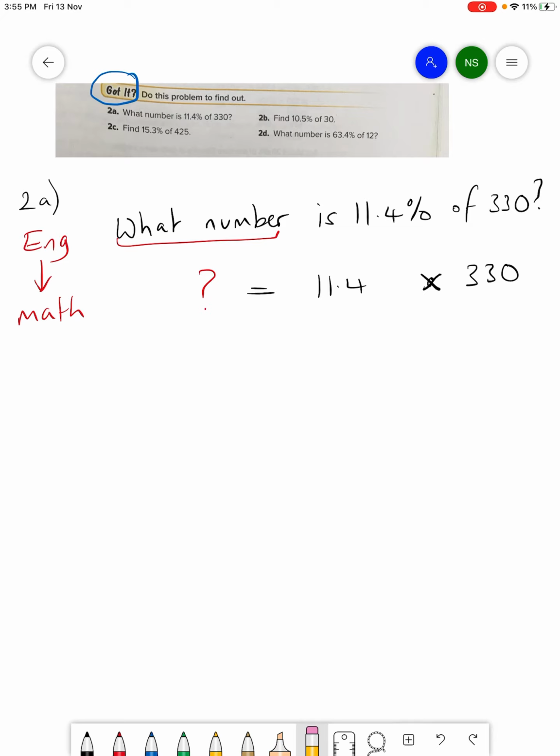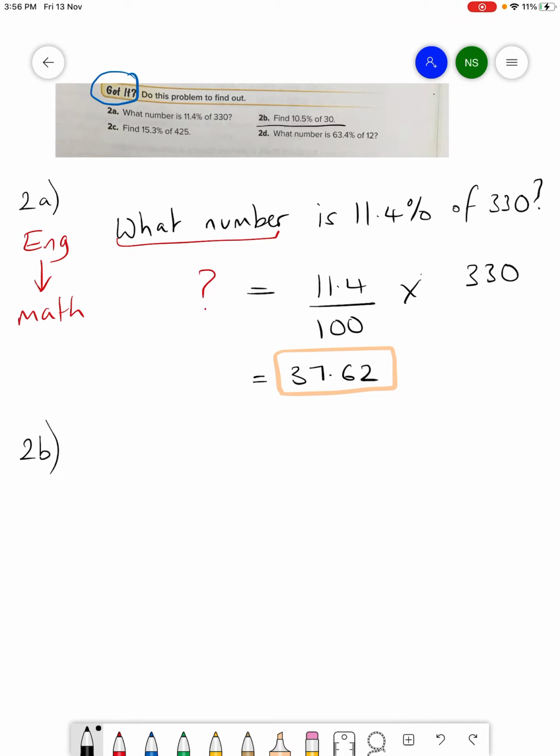I don't want to put percent there, I want to put over 100. Okay, and that's my times there. So again, simply put that into your calculator, 11.4 times 330, divided by 100, and you're going to get 37.62. Did you get that answer? Okay, let's have a look at 2B now.